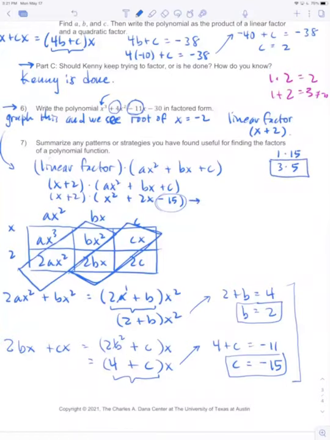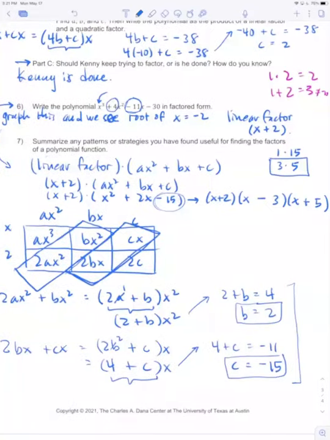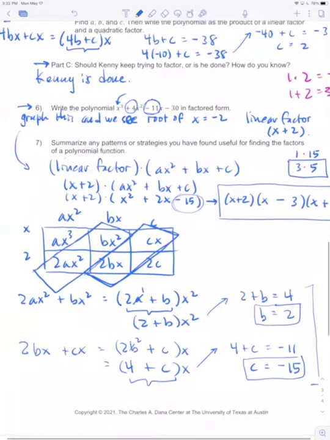So we could continue to factor. Let's just test this out. X times X gives us X squared. And then a 15 is a 3 and a 5. And we need a plus 5 and a minus 3. So we get X plus 2, X minus 3, and X plus 5. And that is the factored form. Let me just highlight that there. Now that was all number 6, and we took a lot of room to write that.